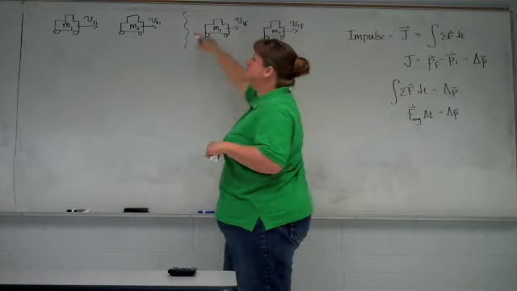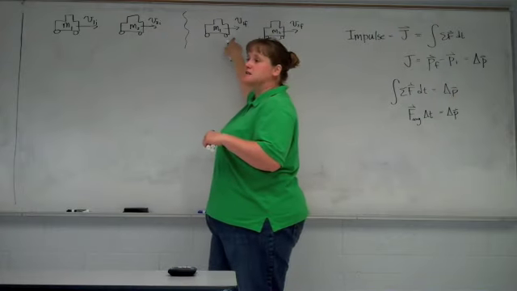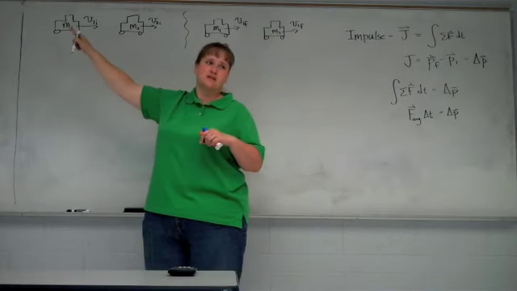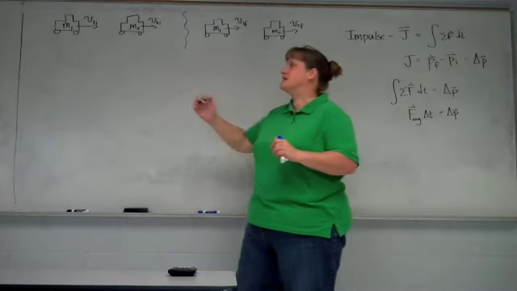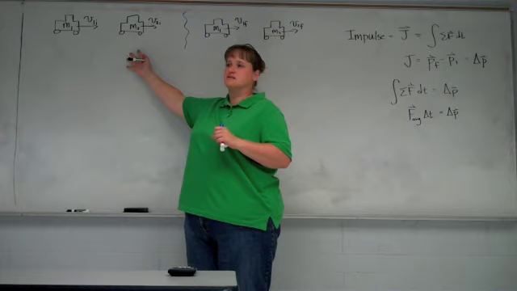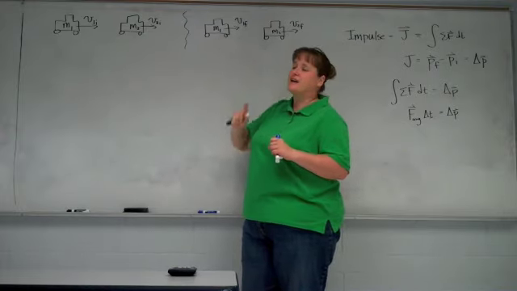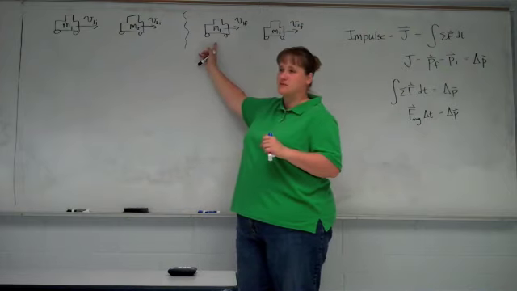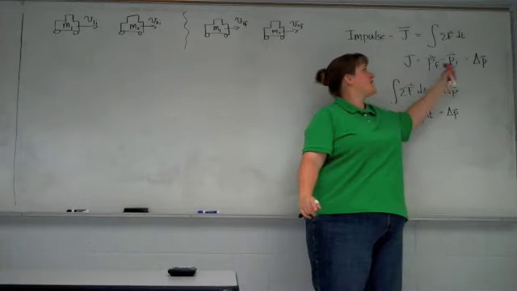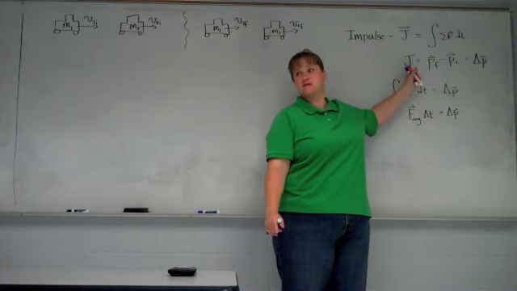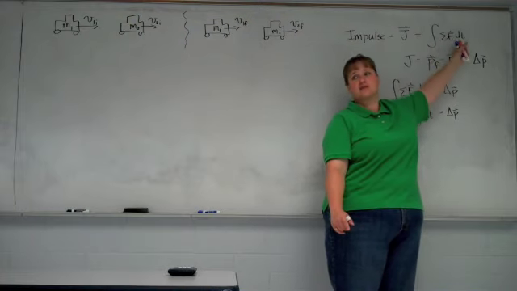So V2 final is bigger than V2 initial was. But V1 final is smaller than V1 initial was. Okay? So this is immediately before the collision happens. This is immediately after the collision has happened. If car 1's momentum changed, there was therefore an impulse. If there was an impulse, that meant there was some sort of net force applied for some period of time.